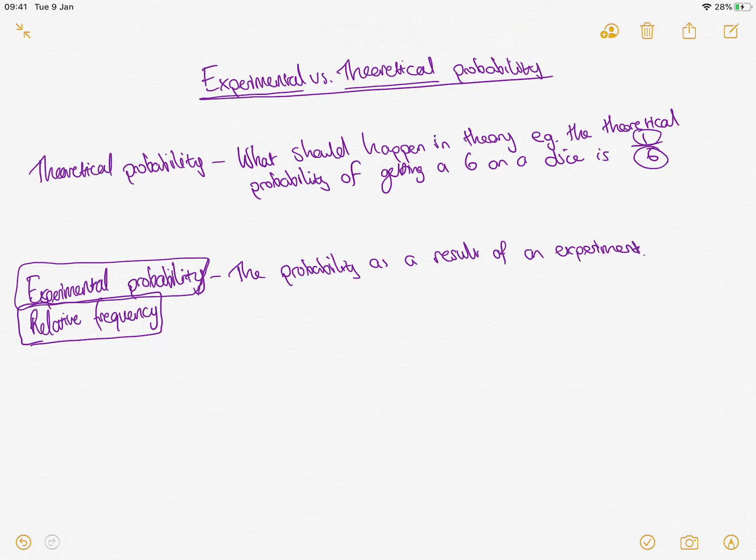Whereas experimental might be, I might ask a question, and a question I'll go through later is, what's the probability that someone supports Man United? Well, I can't say, or I can say how many people there are in the world, I don't know, or in the UK, let's say, and I could make a rough prediction, but I might carry out an experiment to see how many people that actually is. So I might go around and do a survey and say which football team do you support, and actually record a tally of how many people say Man United.